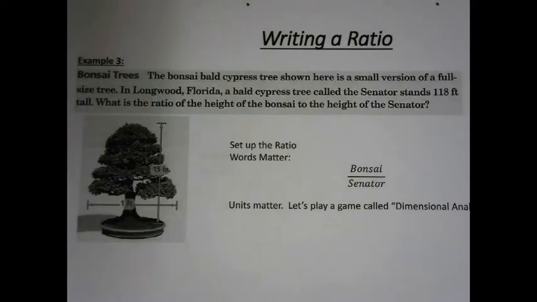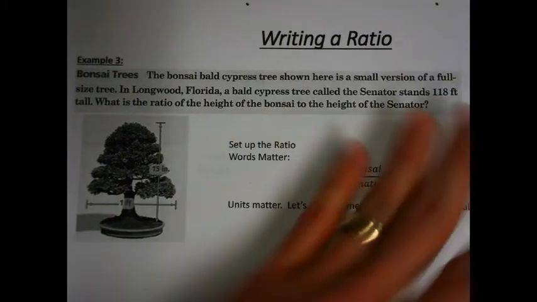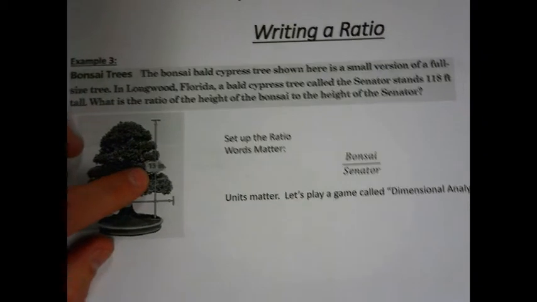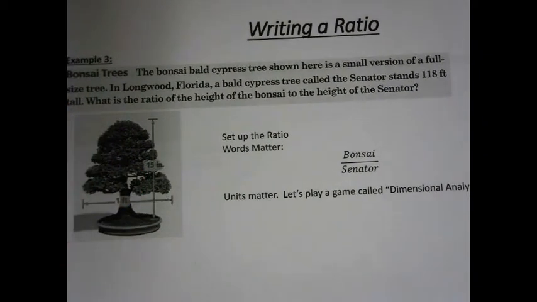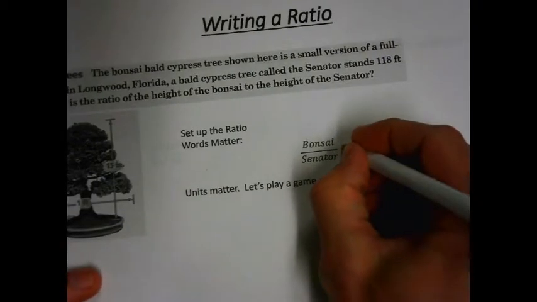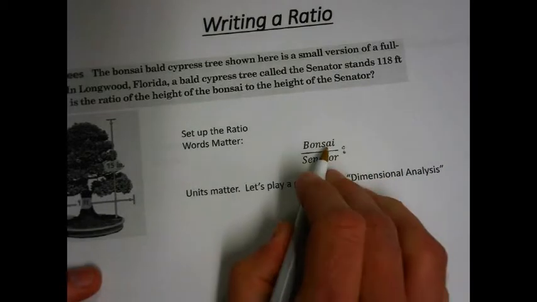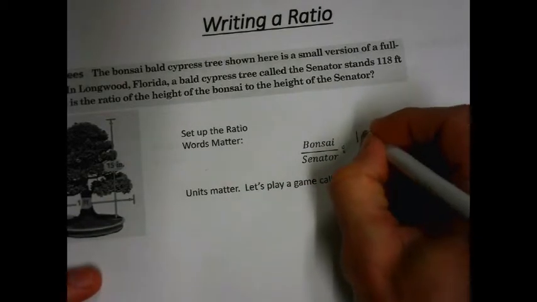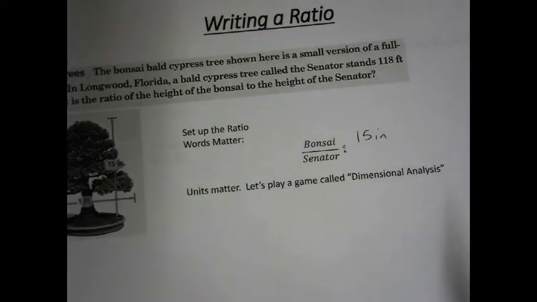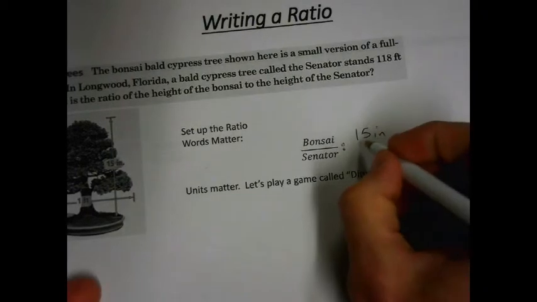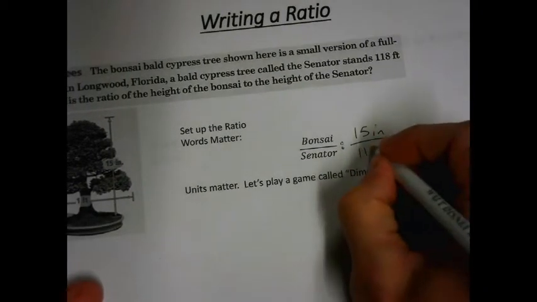Now, we can't just willy-nilly throw numbers around because we have numbers, right? 118 feet here and then 15 inches here. We can't just throw those numbers around. Units matter. So when we talk about the height of the bonsai tree, it is 15 inches. Units matter, and so we're going to label our units. It's 15 inches. And we're going to compare that to the senator. It's 118 feet. Units matter.